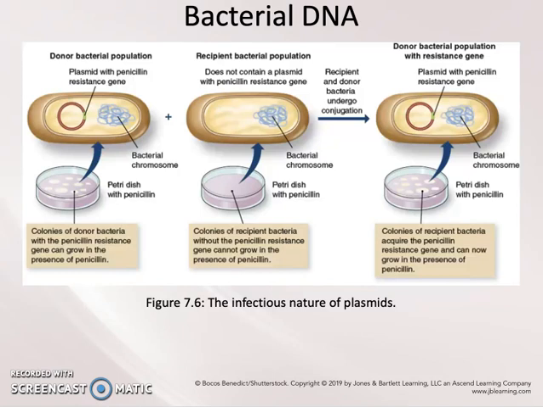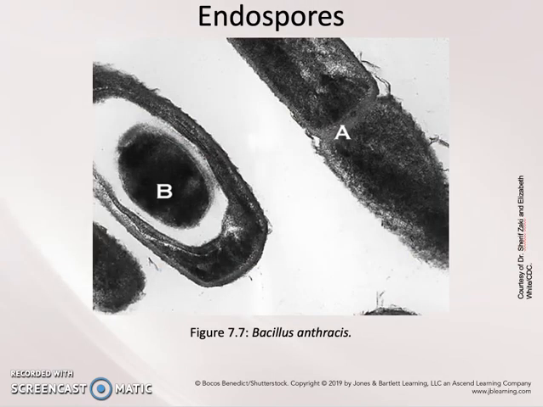Another really interesting and important structure found in some bacterial cells is the endospore. Endospores are extremely hardy. They are highly resistant to heat, drying, radiation, and various chemical compounds and disinfectants. Endospores have been shown to survive for thousands of years and can even survive the vacuum of space.